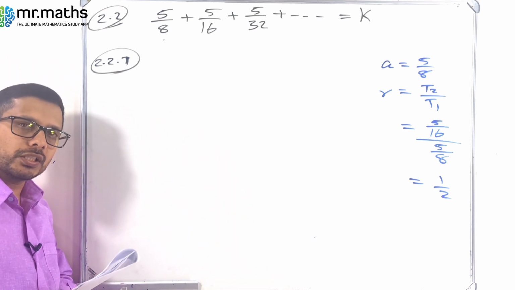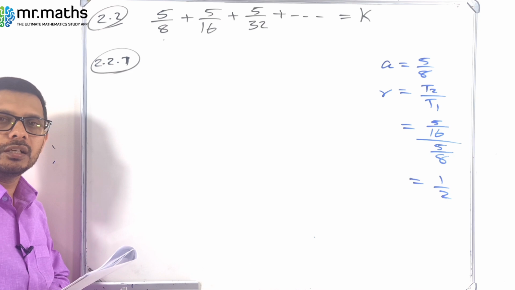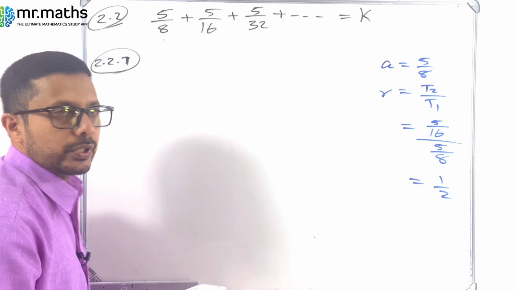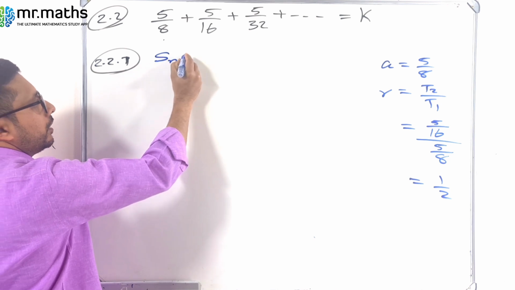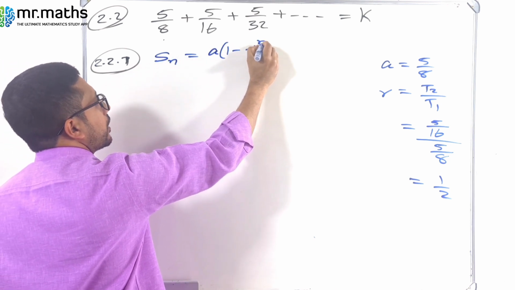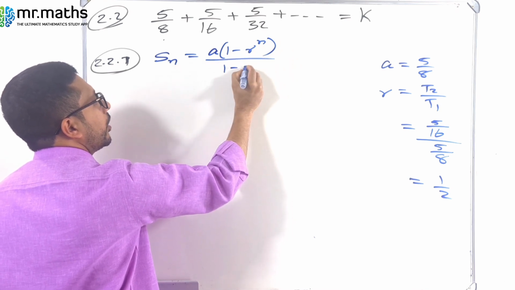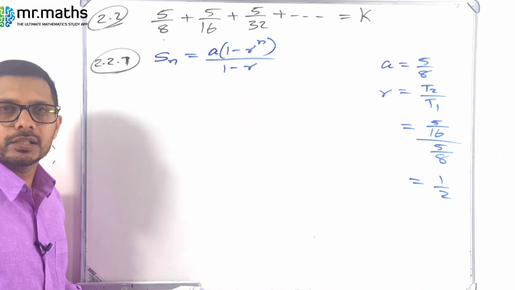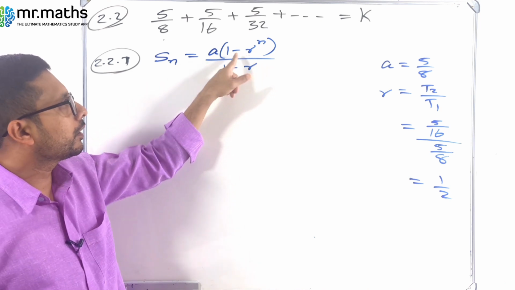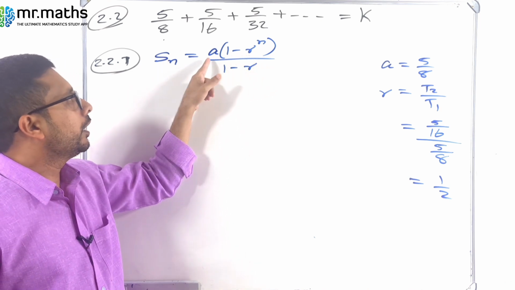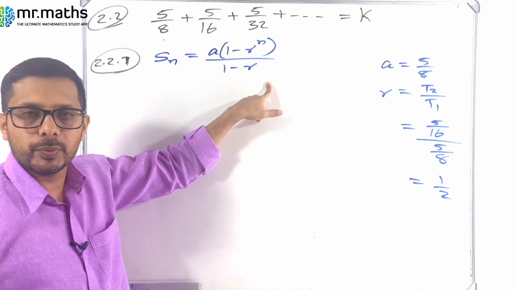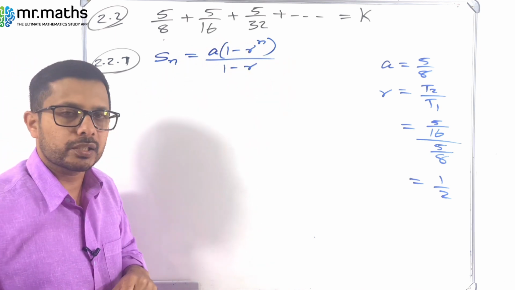What type of sequence is this? What type of series is this? Geometric series. So what is the formula to find the sum of a geometric series? Sn is equal to, as you studied, a into 1 minus r raised to n, divided by 1 minus r. You remember this geometric series formula to find the sum. Maybe in your school you studied a into r raised to n minus 1, divided by r minus 1. It doesn't matter, it's the same thing.